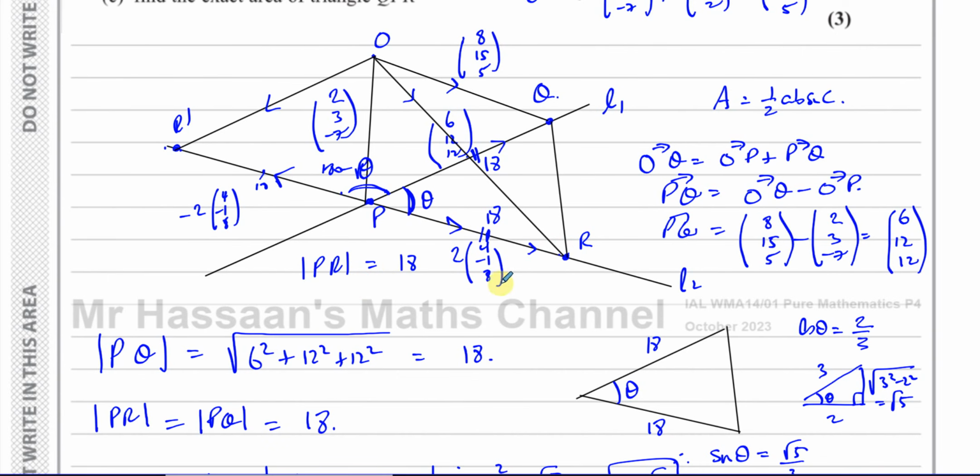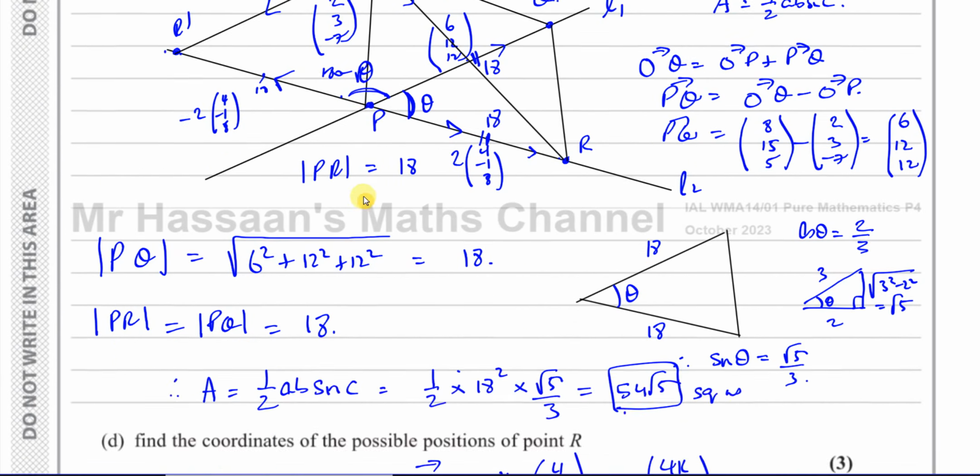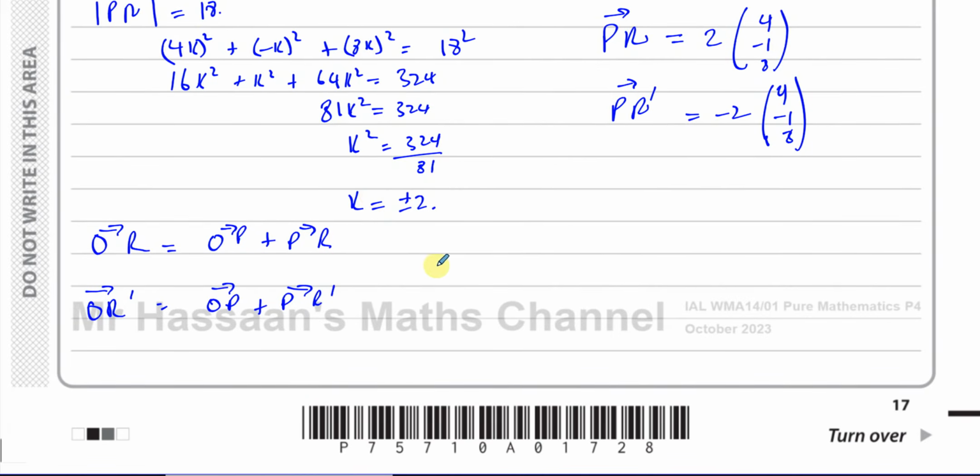That's P to R. So now we can find those because we know the vector O to P is (2, 3, minus 7). That's the position vector of P. So for R it's (2, 3, minus 7) plus 2 times (4, minus 1, 8). And for R dash, we go (2, 3, minus 7), so we end up at P. Then we go in the opposite direction. So instead of plus 2, we're going to have minus 2 times (4, negative 1, 8).